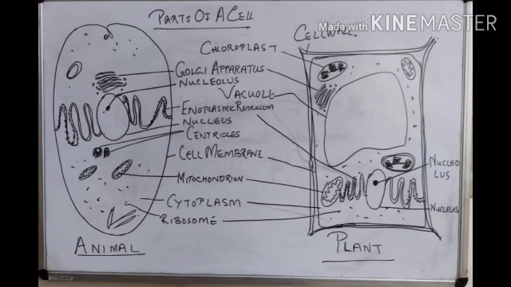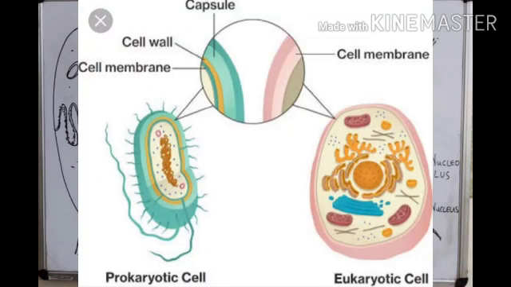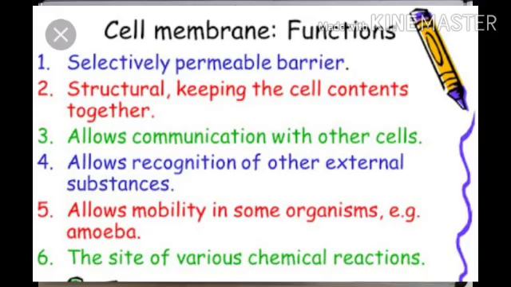Let's first study the cell membrane. The cell membrane is also called the plasma membrane. It is a very thin skin covering the cell with tiny holes in it. Its functions: it protects the cell, it provides shape to the cell, and it allows materials to move in or out of the cell through its tiny openings.